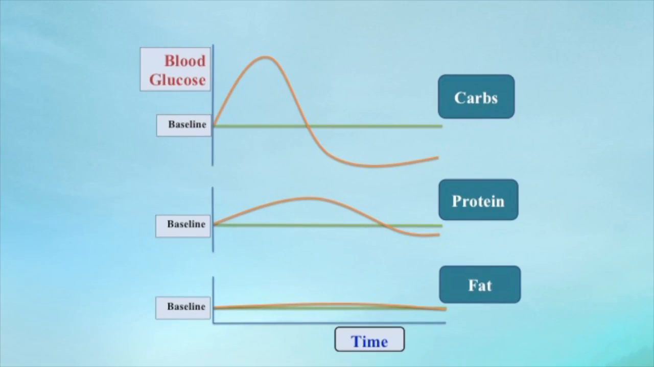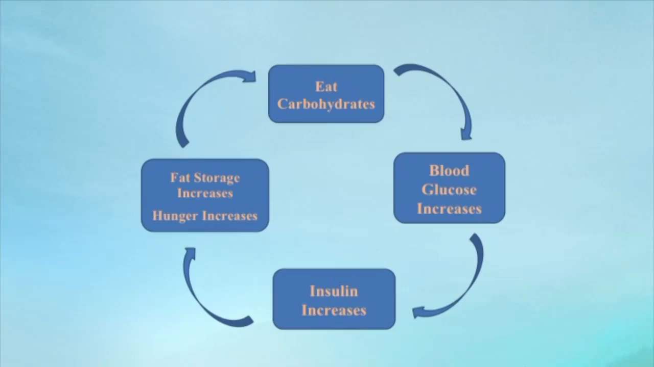Protein, we do have an increase in blood sugar, but not as high as carbs, and it does dive a little bit below baseline. Fat, pretty much flat line. Not a lot happening with blood sugar when we eat fat. This was all new stuff to me. Not what you heard about.